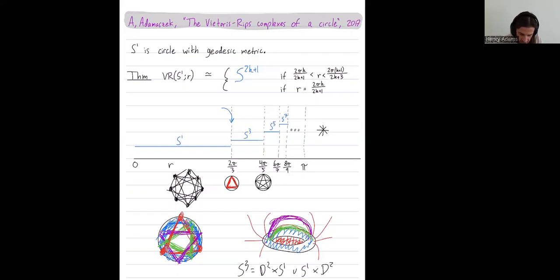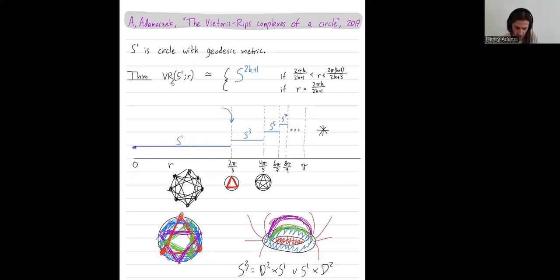I'm using Rips complexes with the less than or equal to convention here, which means a simplex is included if its diameter is less than or equal to r. People, myself included, also studied the less than convention. So I explained a little bit these odd sphere homotopy types that appear in these intervals, right?